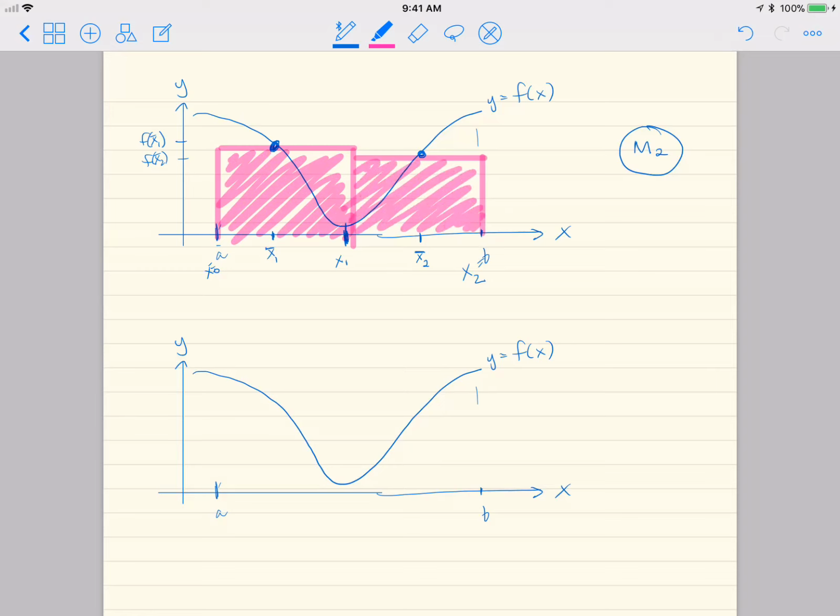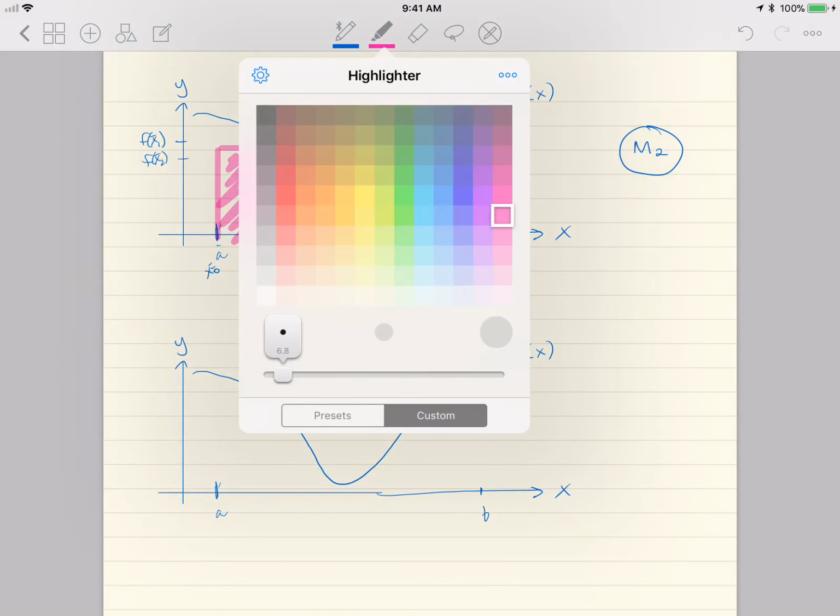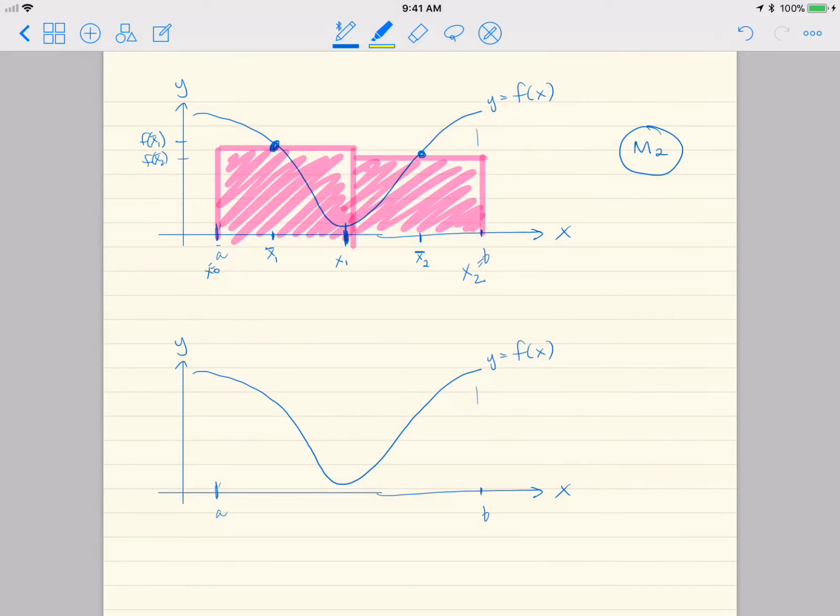So notice with this approximation, we would leave a lot out. What would we leave out? We didn't get any of this top part up here. That's not included in our estimate. Neither is this, right? So the yellow is the stuff that we missed out on.